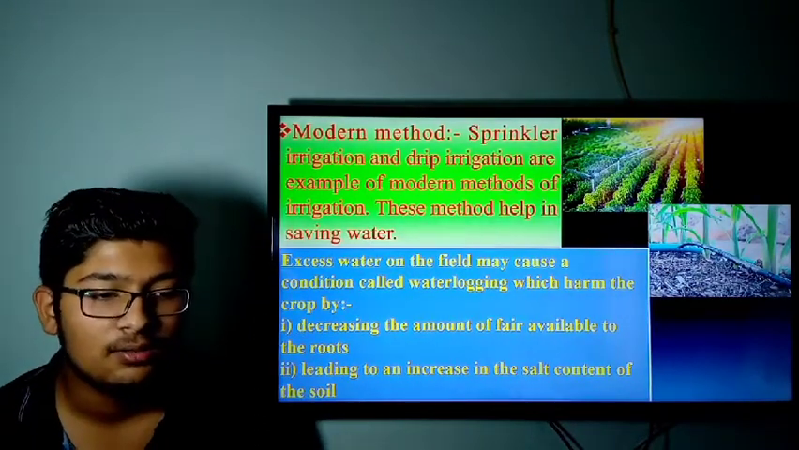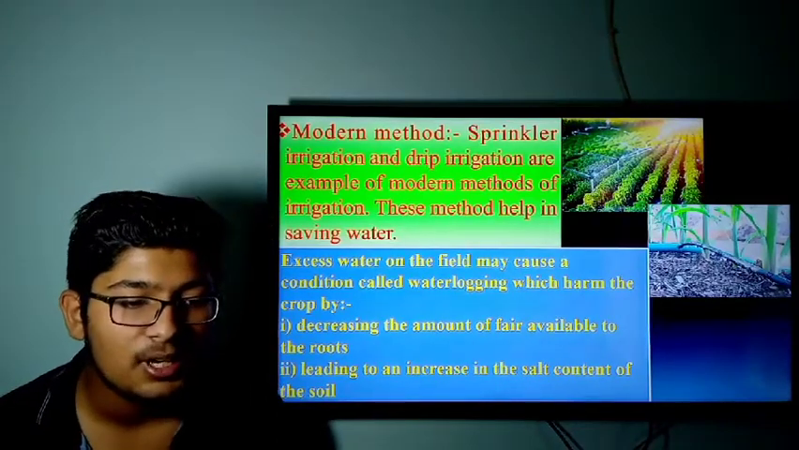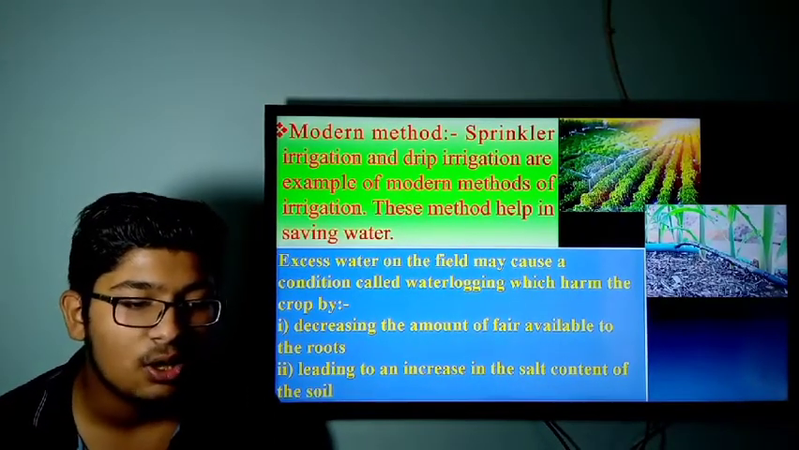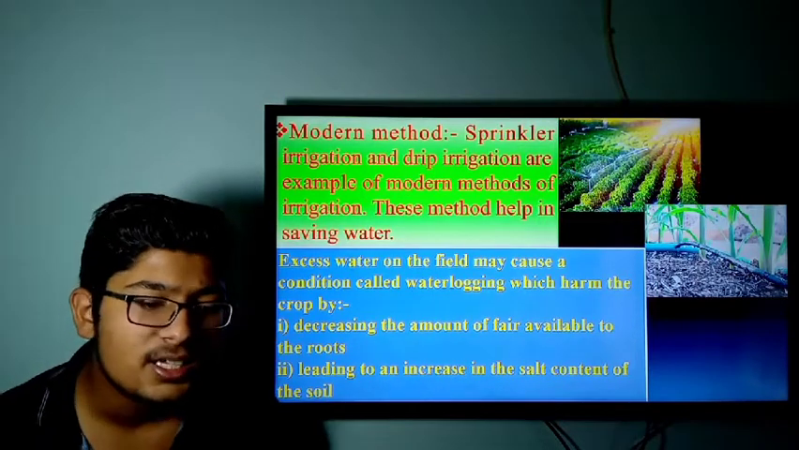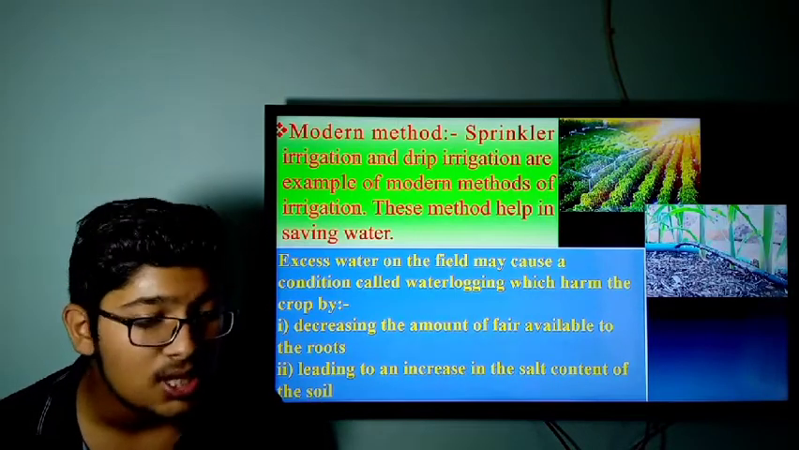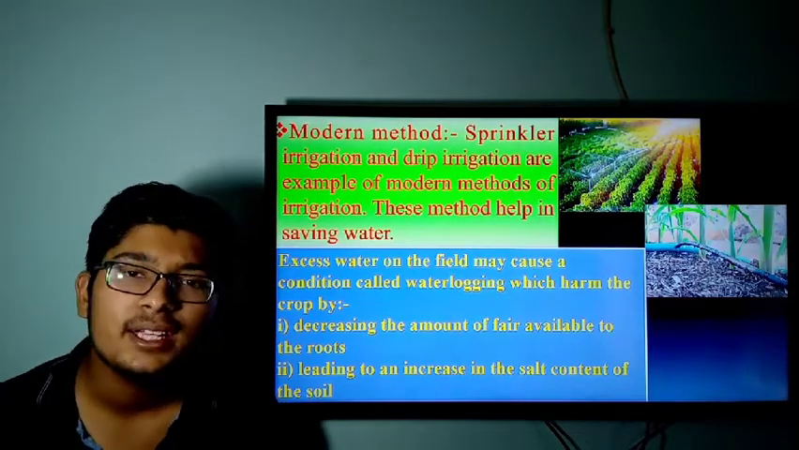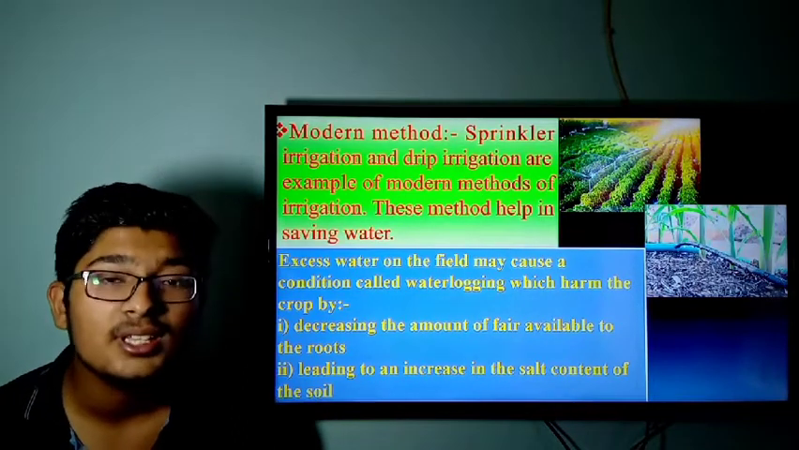And now we will proceed further. The excess water on the field may cause a condition called waterlogging, which harms the crop by decreasing the amount of air available to the soil and the roots, leading to an increase in the salt content of the soil, which we say salinity.